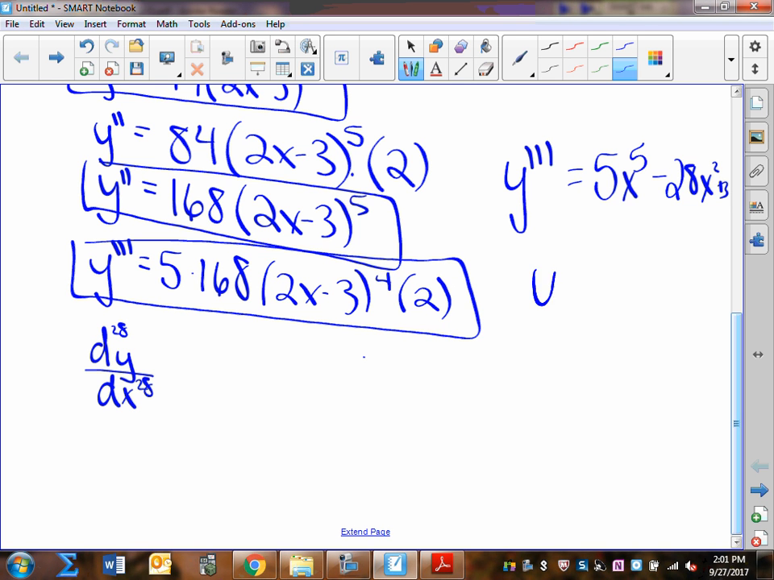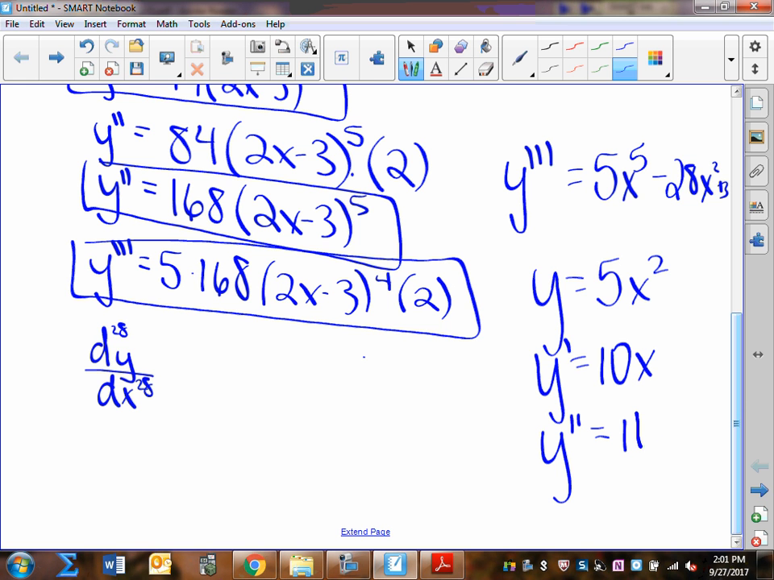If I have y equals 5x squared, let's just go basic. What is y prime of this guy? 10x. What is y double prime of this? 10. What is y triple prime of this? 0. See, do I go into the negatives with this guy? Nope. So think about this one then.